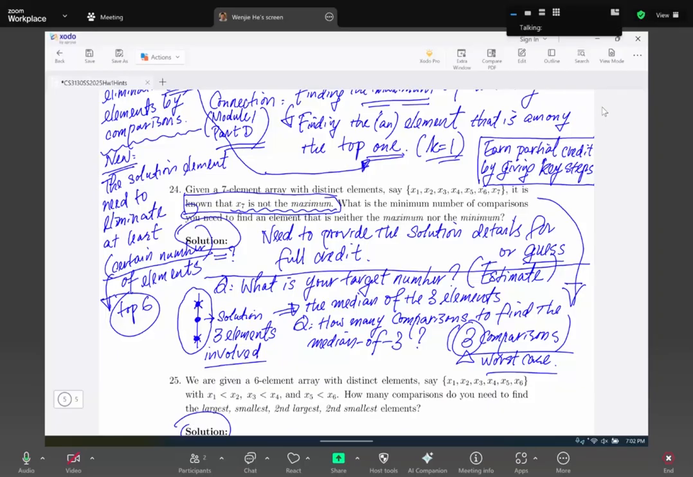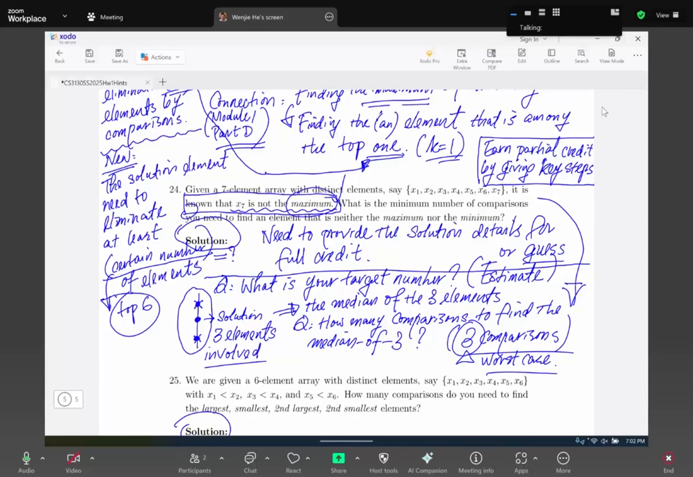After that, then we add that condition back. Add this given condition back. X7 is not the maximum. So we have more information, more useful information. Yeah. So X7 is not the maximum because it has some information related to the maximum.